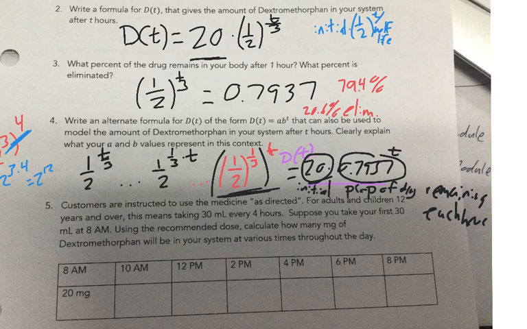5, customers are instructed to use the medicine as directed. For adults and children 12 years and over, this means you can take 30 milliliters every 4 hours. Suppose you take your first dose at 8 a.m. Using the recommended dose, calculate how many milligrams of dextro will be in your system at various times throughout the day. So at 8, we started with 20. Now what about at 10? So what you could do is plug in 2 here for t. If you do that, you should get 12.60.